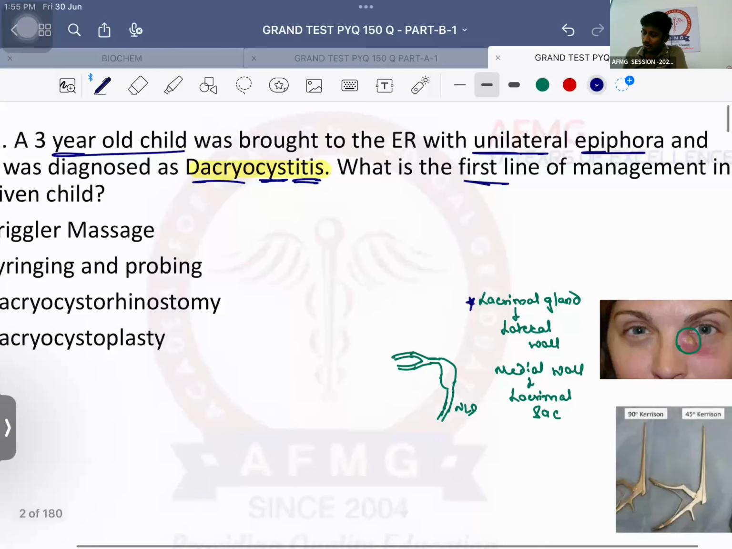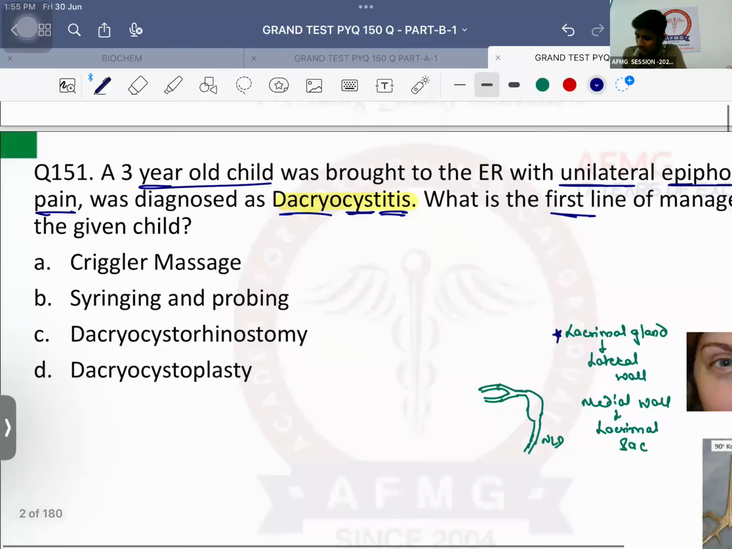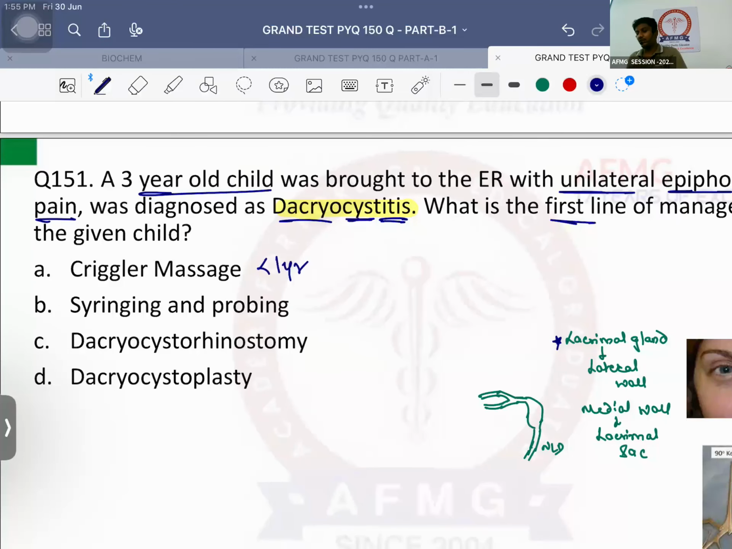Okay. Chalo, so this is a case of dacryocystitis, and I hope all of you are quite aware. If the child is less than 1 year of age, definitely the mode of management will be a regular sac massage. The mother will be advised to do a gentle massage over the lacrimal sac so that all the fluid which is there will be drained.